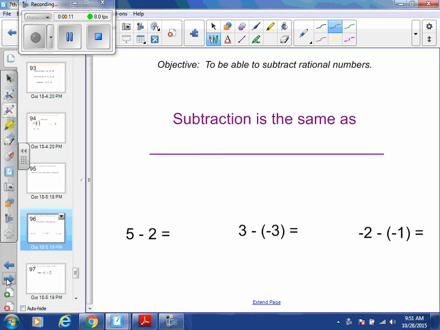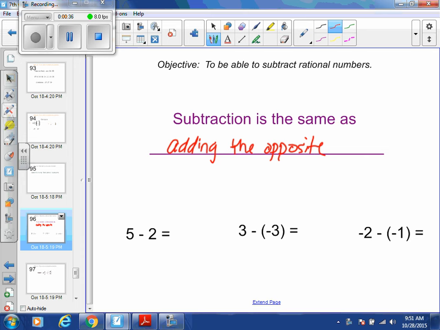Alright, so first things first, remember subtraction is always the same as adding the opposite. And the first thing that I want you to submit as your proof of watching on a photo is that statement. Subtraction is the same as adding the opposite. I want you to type that out in the submit box. That whole statement, subtraction is the same as adding the opposite.